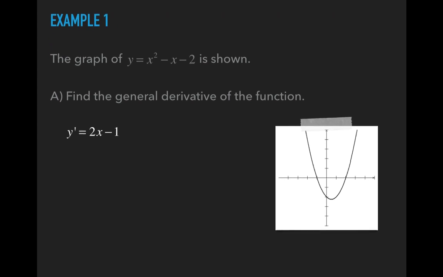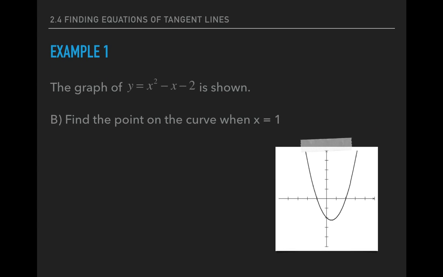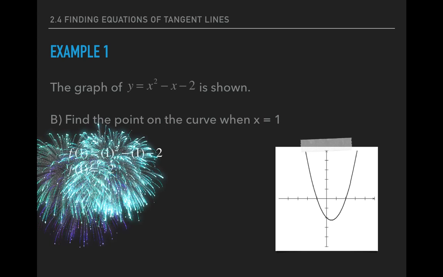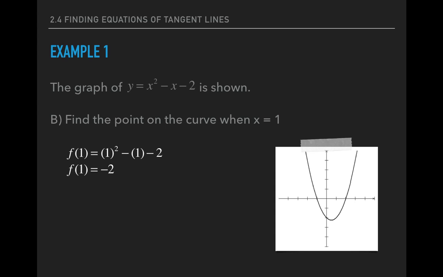Now, that was part A. Part B, let's find the point on the curve where x is 1. What is the y value when your x is 1? Well, you would substitute that in, and that would be 1 minus 1, which is 0. So that would be -2 at that x value of 1. So that gives us that little coordinate there. All right, so that is the point that we are concerned with.